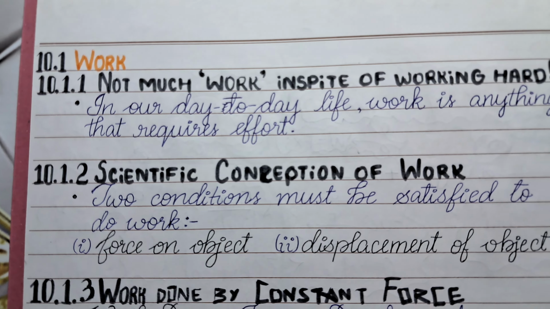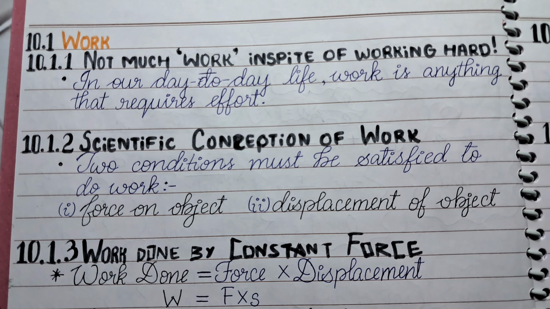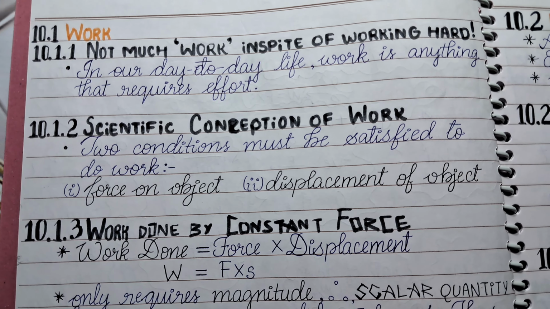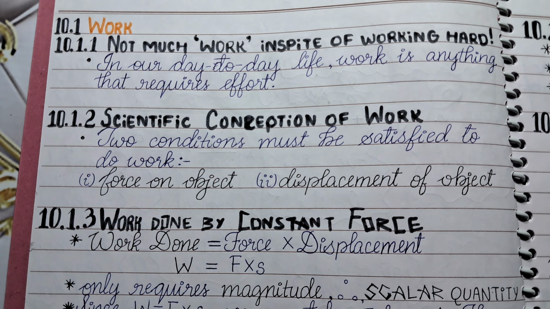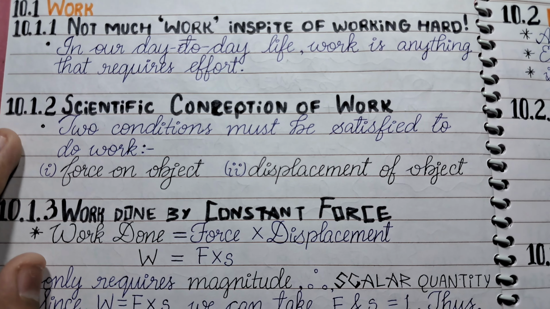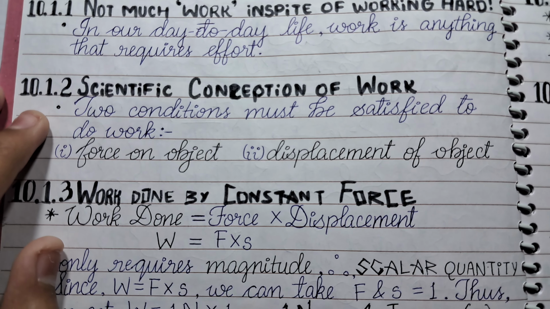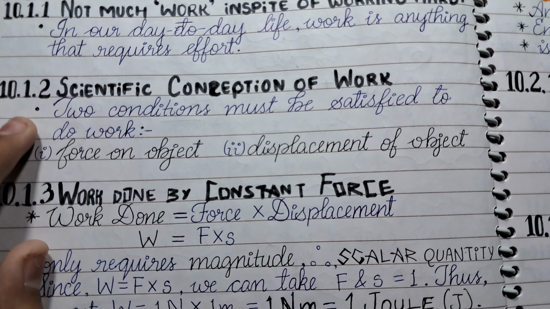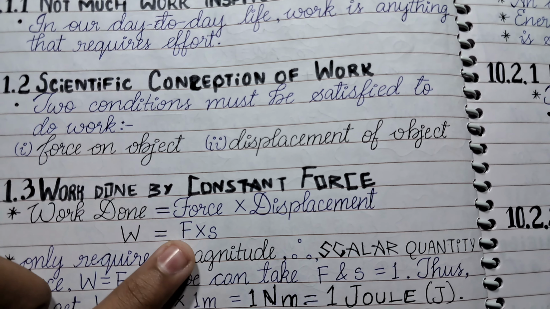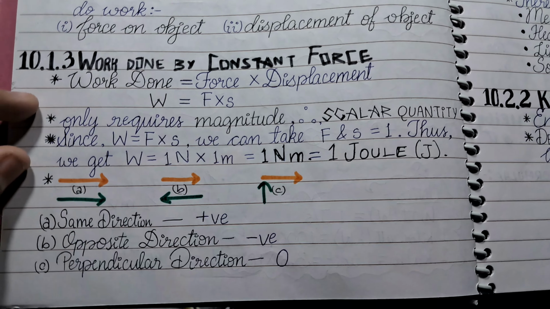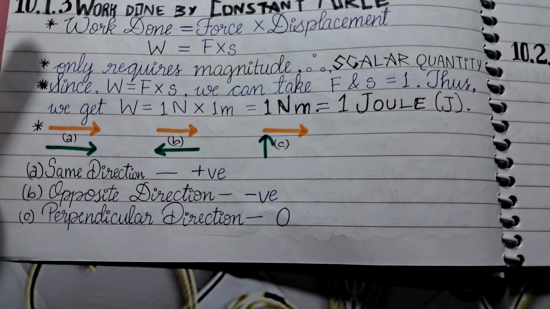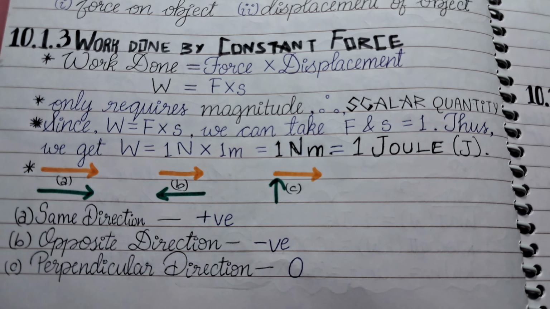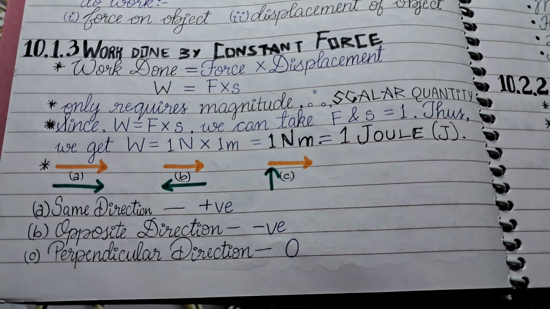So 10.1, work. Not much work instead of working hard. In our day-to-day life, work is anything that requires effort. But in the scientific conception of work, there are two conditions to be satisfied, which are force on an object and displacement of the object. Work done by a constant force: work done is equal to force multiplied by displacement and only requires magnitude, so it is a scalar quantity.